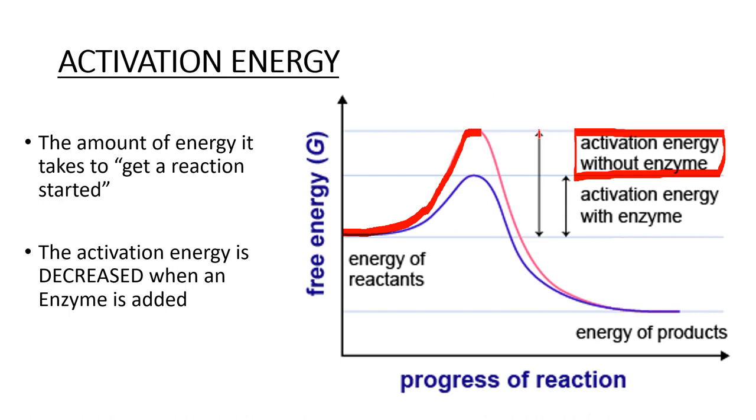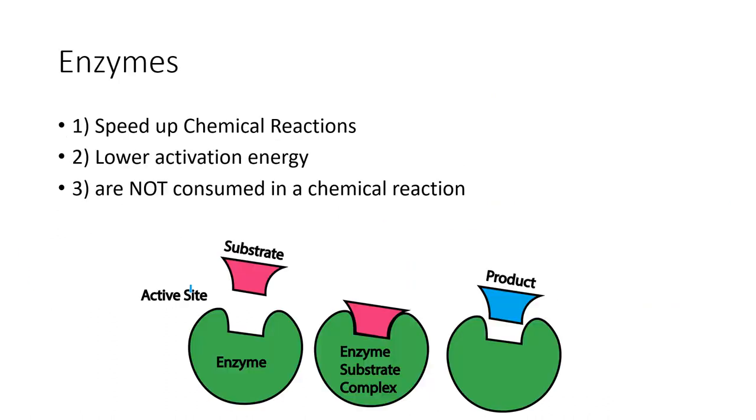And you can see the height of that arrow. Why am I starting down here? Because that's where the amount of energy was initially for the reactants. And then you can see the blue line, which again, we're still starting at the same place, but you don't need as much activation energy. So this is the amount of energy needed with an enzyme. So in order to get the reaction started, if you have an enzyme, it doesn't take as much energy to get the reaction started. So activation energy is decreased when an enzyme is involved.